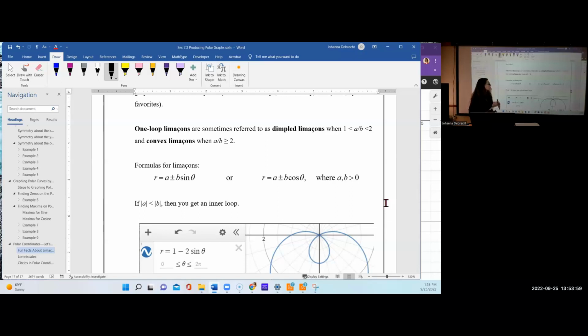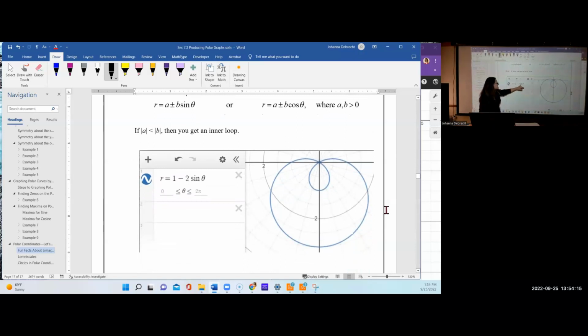But again, notice that the ratio of A divided by B is 1/2, which is not between 1 and 2. That's why it doesn't give us the indentation. So this gives us an inner loop. And notice that this one has sine here, and that sine is associated with the y-axis, and this is what I'd call a vertically oriented limaçon. And notice that it reaches its maximum when theta is equal to 3 pi over 2, because that gives us -1 times -2, which gives us +2 plus 1, which is 3. So it's hitting down here at 3 pi over 2.